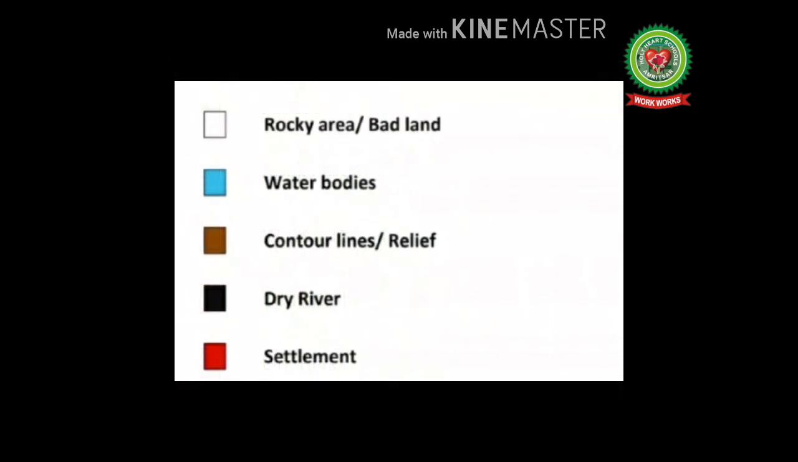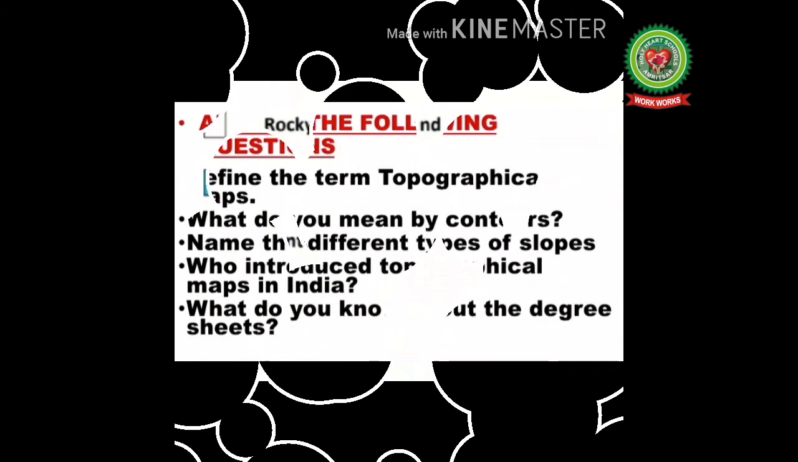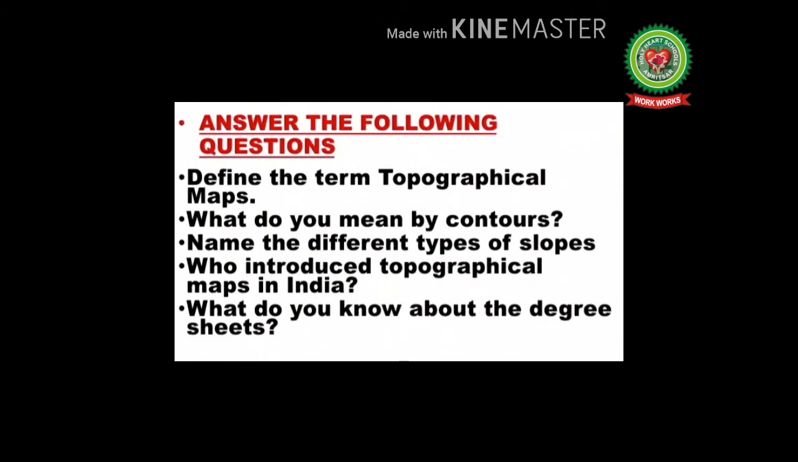So students, with that we have completed today's topic. Hope you understand well. Now it is time to ask some questions related to what we have done just now. This is homework for you also. Number 1: define the term topographical maps. Second, what do you mean by contours? Third, name the different types of slopes. Fourth, who introduced topographical maps in India? And fifth, what do you know about the degree sheets? So students, this is your homework. You have to solve this and solve the related back exercise also.